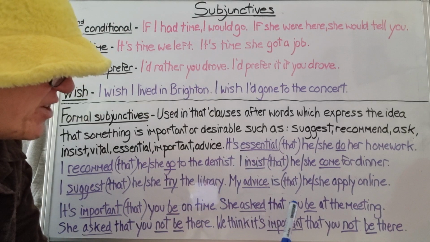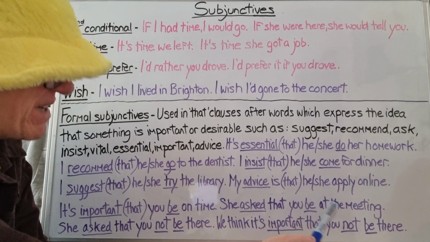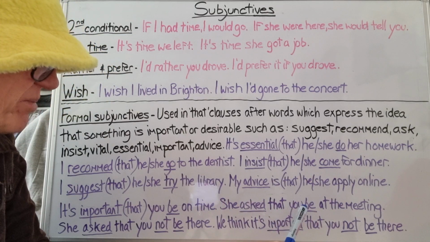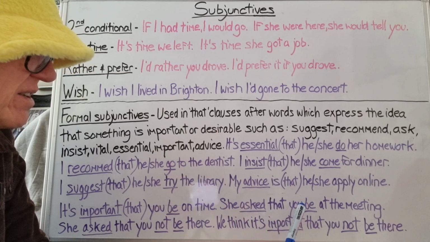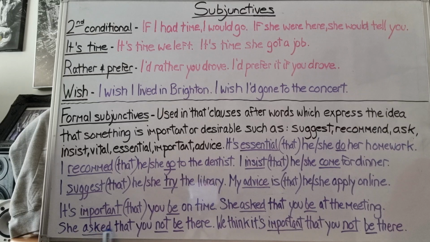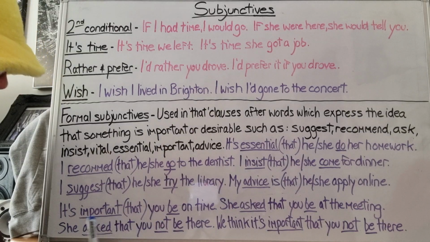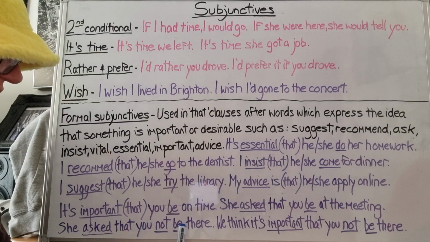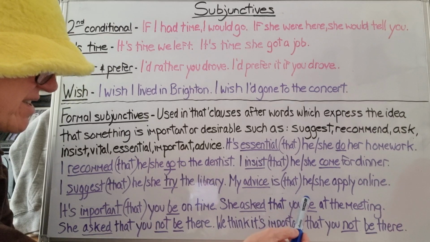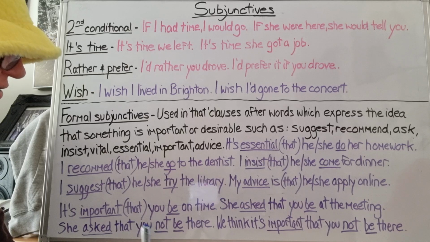She asked that you be at the meeting. Actually, that would be, she asked that you are at the meeting. That's strange. She asked that you be at the meeting. She asked that you not be there. Now, when we use the negative, we don't say don't, we use not. She asked that you don't be there. No, she asked that you not be there. So these are the correct sentences, and you cannot use another form.